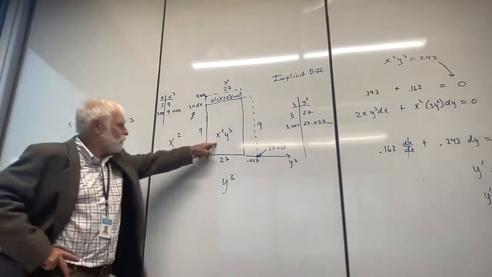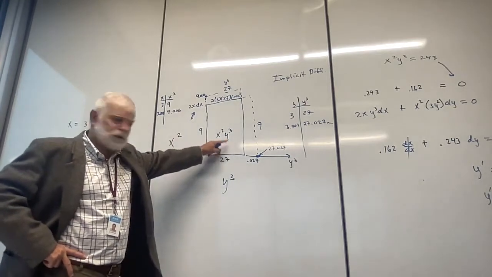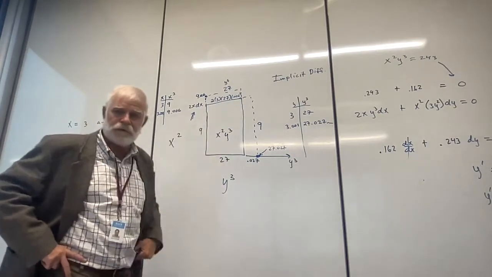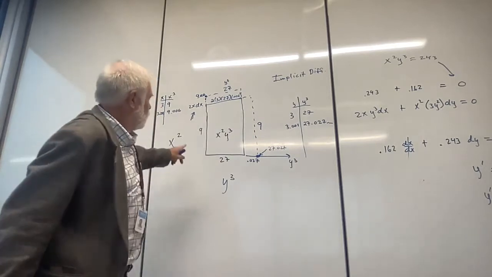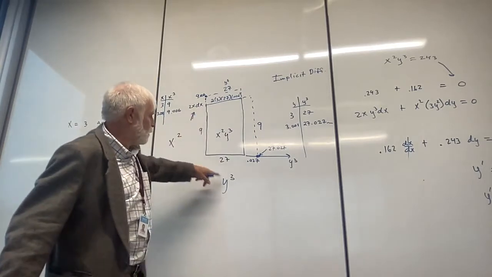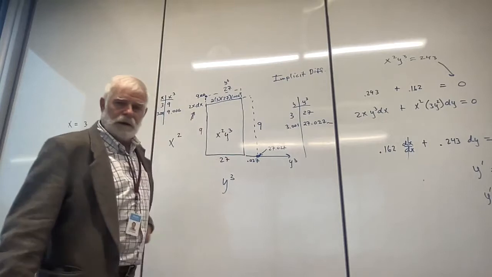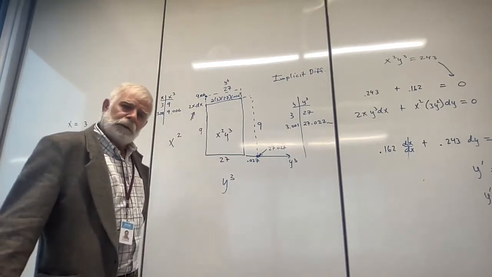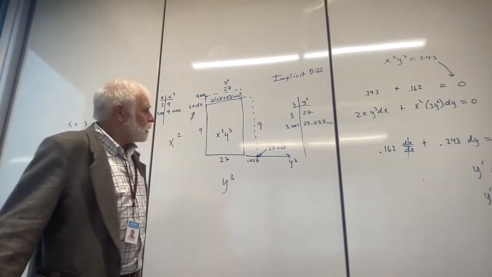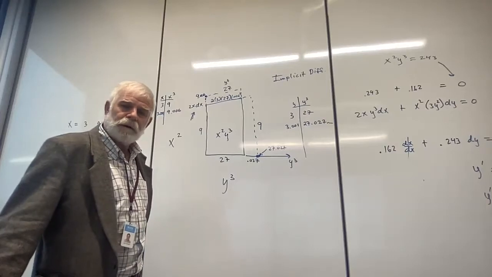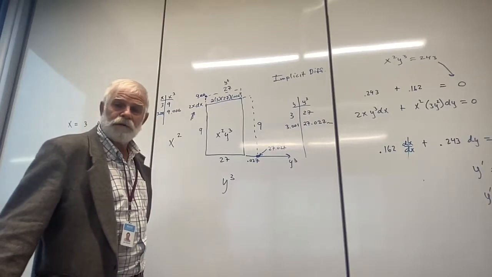All right, so that's a product. A product can always be shown as a rectangular relationship. And so we've got x squared for height, y cubed for width. And we're going to look at how that area changes when we change the x and the y by 0.001.